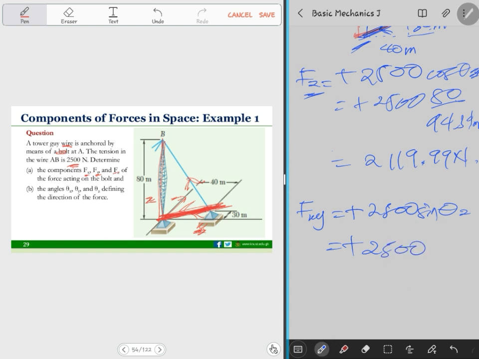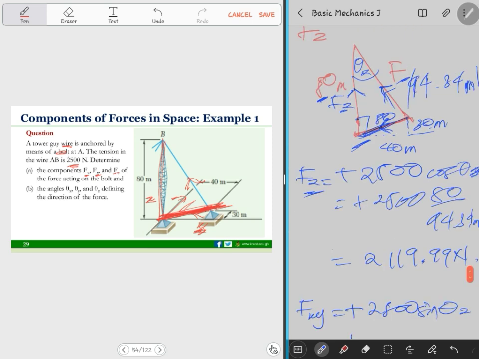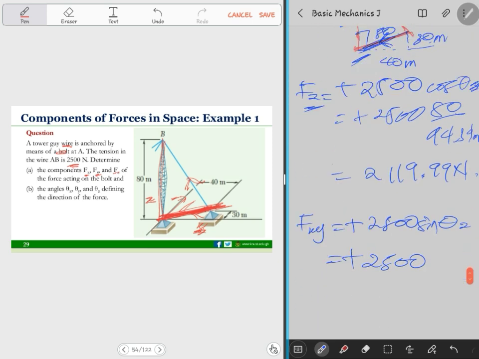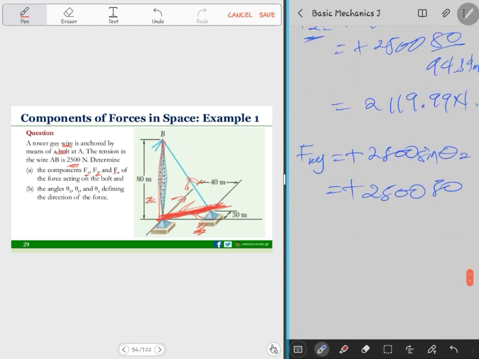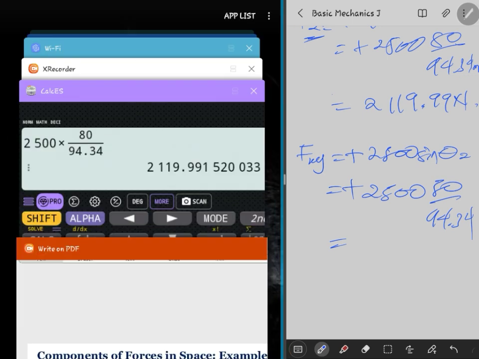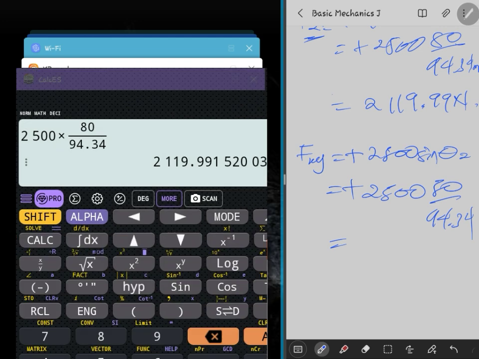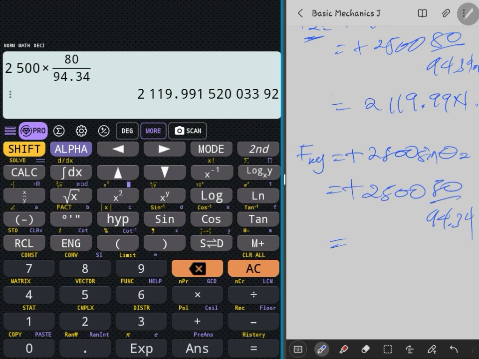2500, and then sine theta z, opposite over our hypotenuse, right? We have the distance already. This is the opposite, which is 50, and the hypotenuse is 94.34, right? Yeah, that gives us our Fxy. When we get that one, we are not done. It's what will help us to get the Fx and then the Fy, right?